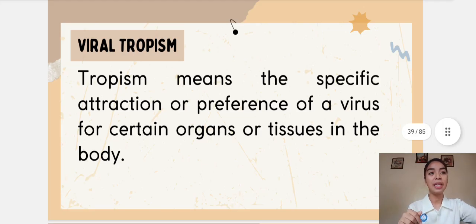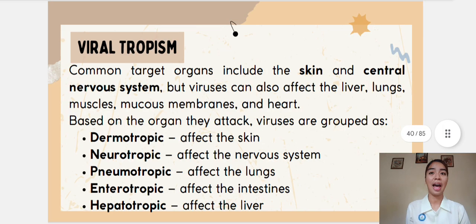Sa viral tropism, meaning yung virus may favorite place sila na pupuntahan, or yun lang yung kaya nilang i-infect. And later on, we will know and understand what viral tropism is. So, we have common target organs include the skin and central nervous system. But viruses can also affect the liver, lungs, muscles, mucous membranes, and our heart.